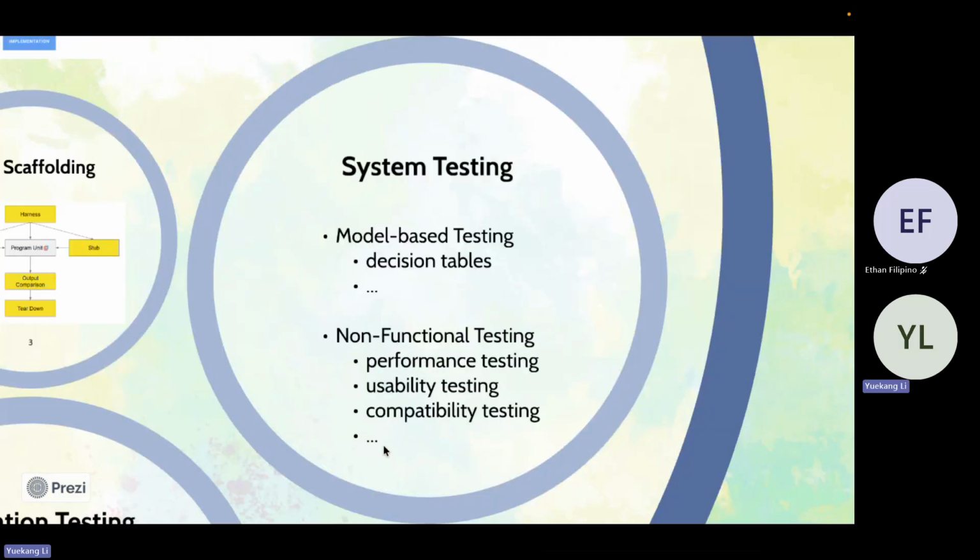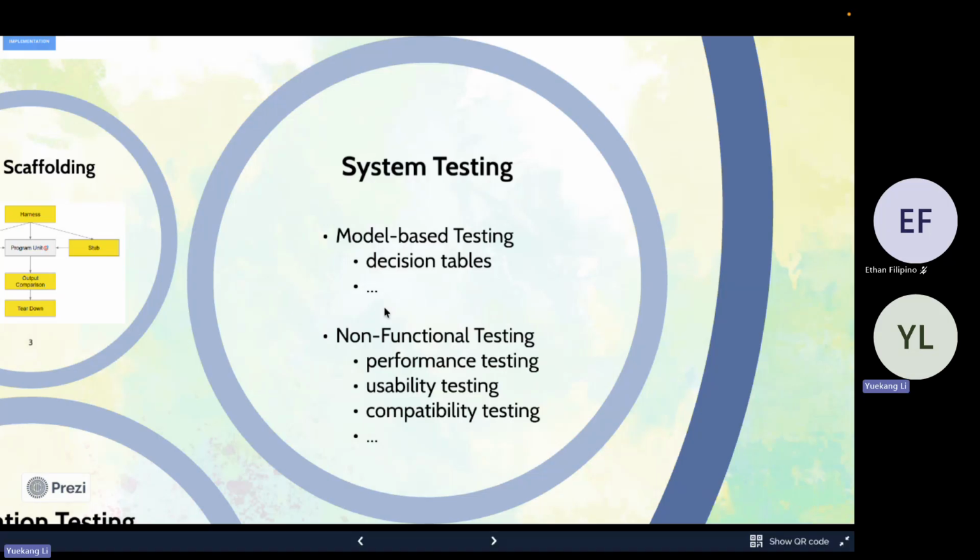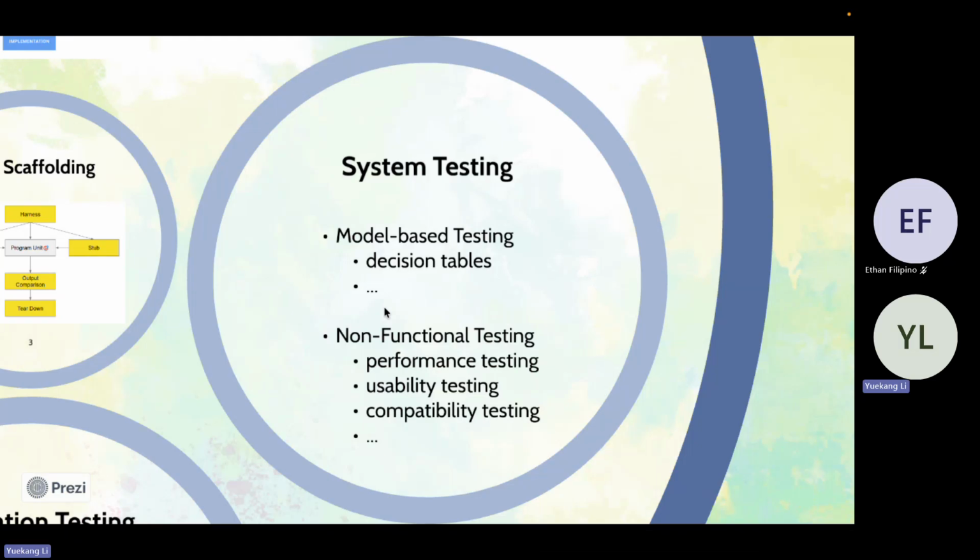And then we learned the uppermost level of testing, which is known as system testing. So we know that there is model-based testing, a typical type of model is the decision table. And there are also other different types of models, like context-free grammar, like finite state machine, and so on. And we also learned that for system testing, we can do non-functional testing to test other properties of the program, like the performance, the usability, compatibility, or even sometimes accessibility.